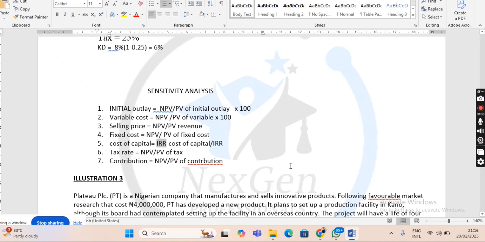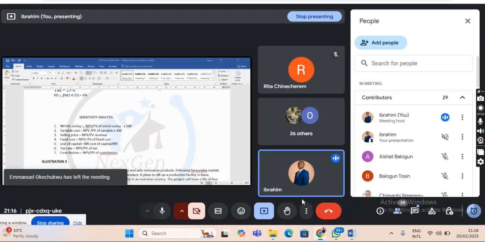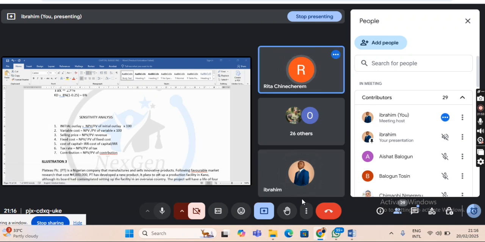Now, when you have a sensitivity analysis of, let's say, 20% for the weighted average, what it means is that you should not allow this 20% to increase, because if it increases more than that, what will be the implication? Your NPV will be negative. Is that not so? That is what it means. Do you understand, Rita? Yes, sir.